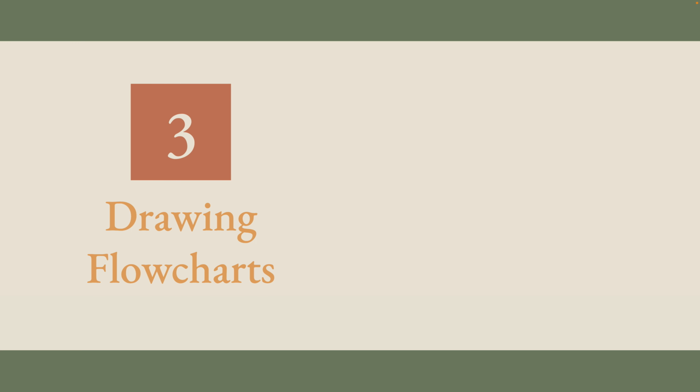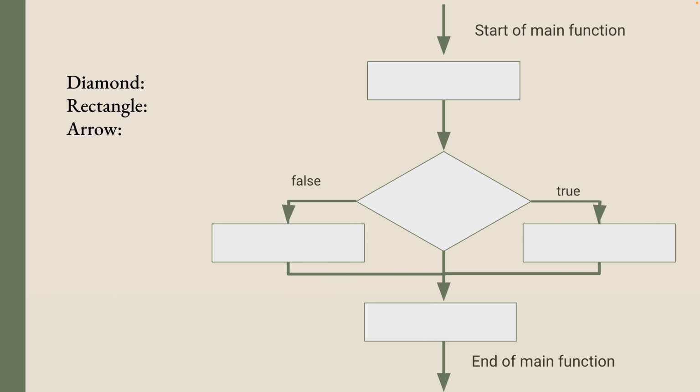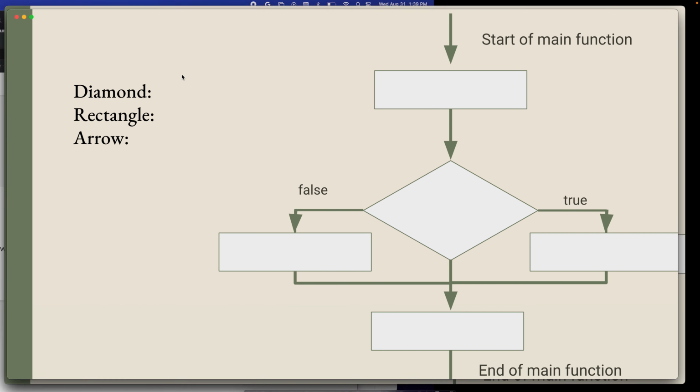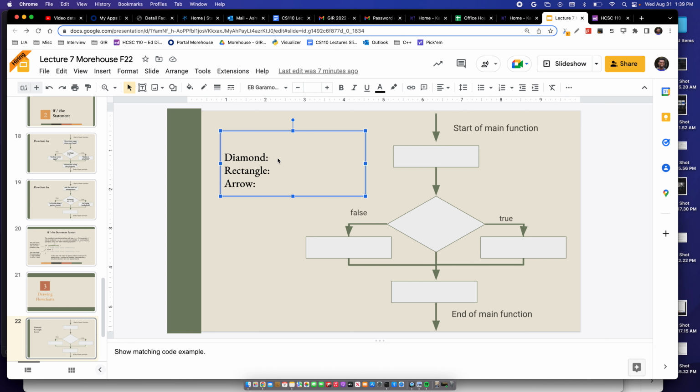Okay, so I'm going to pass around some paper and I'm going to have you all draw some flowcharts. But first, before we go into that, let's just recap what each of the shapes represent. Does anyone remember what the diamond generally represents in flowcharts? Conditional statement. Yep, condition. So this is what maps to the if else.